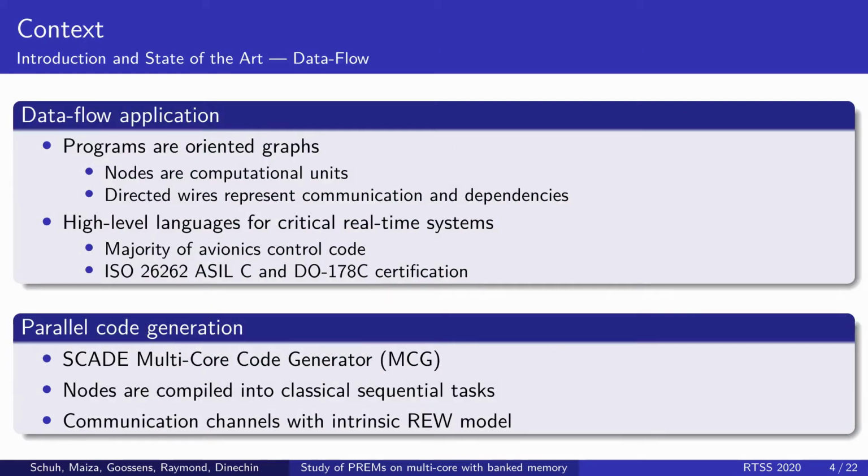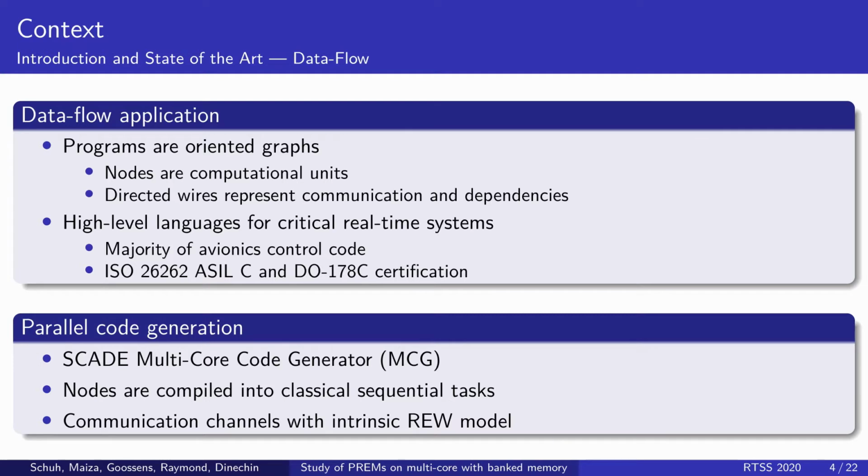To start the introduction and state-of-the-art section of our presentation, we'll talk about data flow applications. These are programs that can be represented and seen as oriented graphs composed by several nodes, which are the computational units of the system performing a wide variety of tasks. These nodes are connected through directed wires that represent the communication between them and also their data dependencies. These applications are coded in these high-level synchronous data flow languages and are typically used for critical real-time systems so that the system's engineers can focus on the functionality, and then the low-level code generation can be certified later on in the process. And this is what happens typically on the majority of the code run for control on planes.